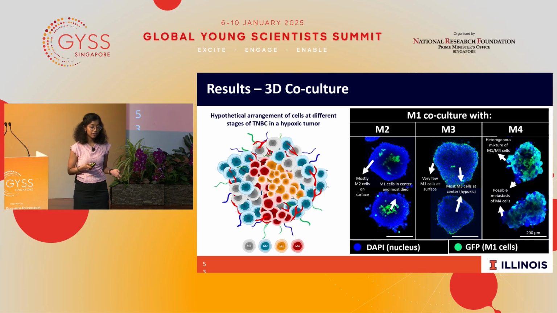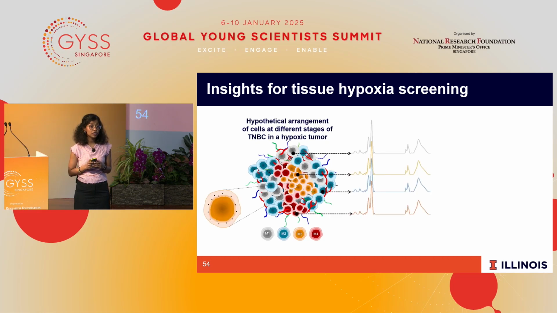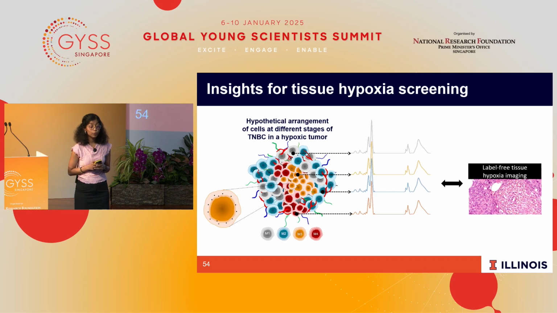With that, I have derived the hypothetical arrangement of the different cells in response to hypoxia, and we're hoping to combine the results of this hypothetical arrangement plus the morphological changes and the chemical signatures that we have identified to be able to bridge the gap in label-free tissue imaging, tissue hypoxia imaging.